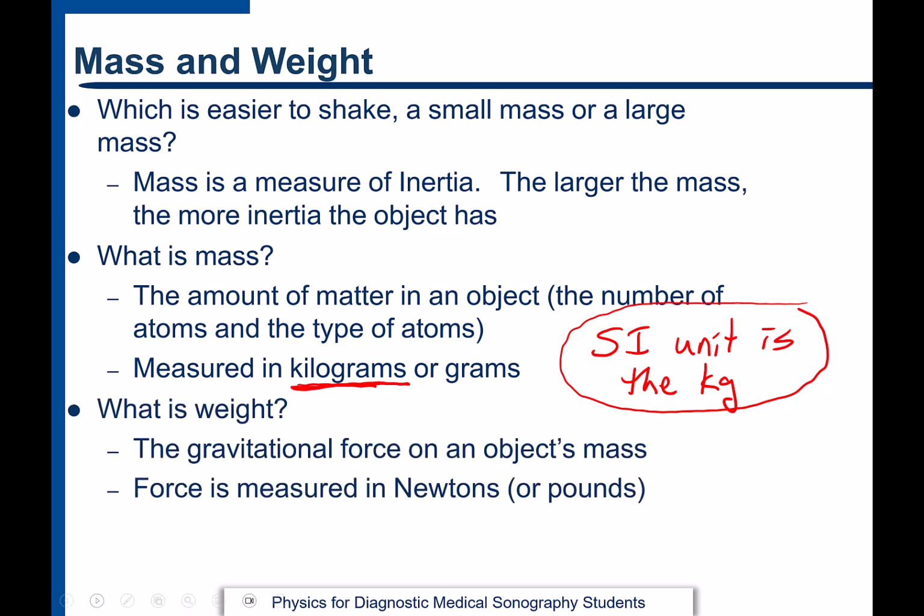So again, what is weight? Weight is the gravitational force on an object's mass. One of the reasons we often use those terms interchangeably is that the more mass an object has, the stronger the force of gravity. So if you're holding something like a penny, you can hardly feel it in your hand. It doesn't have much mass, so the force of gravity isn't very strong on it. Hold something heavy like a nice heavy textbook, it feels heavy because it has more mass, so the force of gravity is greater on it.